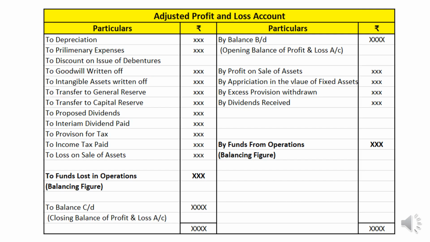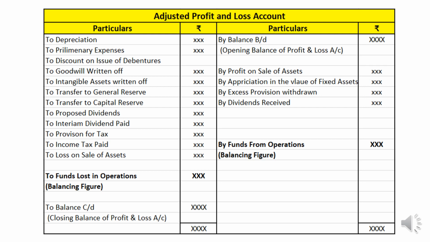So this is the adjusted P&L account. The P&L adjustment account, or adjusted P&L account, is prepared to calculate the funds from operation, right? As you are already aware, the preparation of funds flow statement requires the comparative balance sheet, that is last year balance sheet data as well as current year data. Then only we can prepare the funds flow statement. Therefore, the P&L adjustment account is prepared to calculate the funds from operation or funds lost in operation.